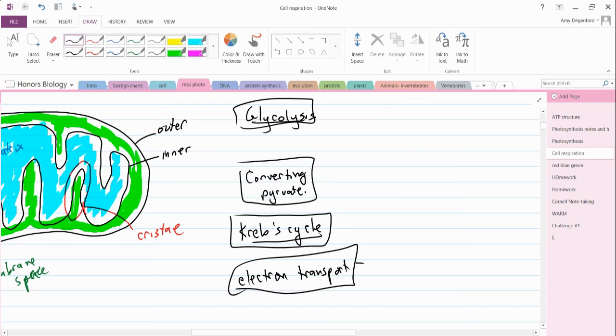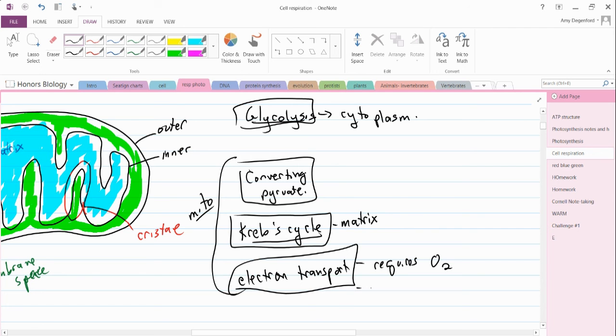So where are these located? Sorry, let's go ahead and add that. This requires oxygen. So glycolysis is located in the cytoplasm. And then the rest are located in the mitochondria. The conversion to pyruvate is going to happen as it comes into the mitochondria. And then the Krebs cycle happens in the matrix. And then the electron transport chain happens along the inner membrane.